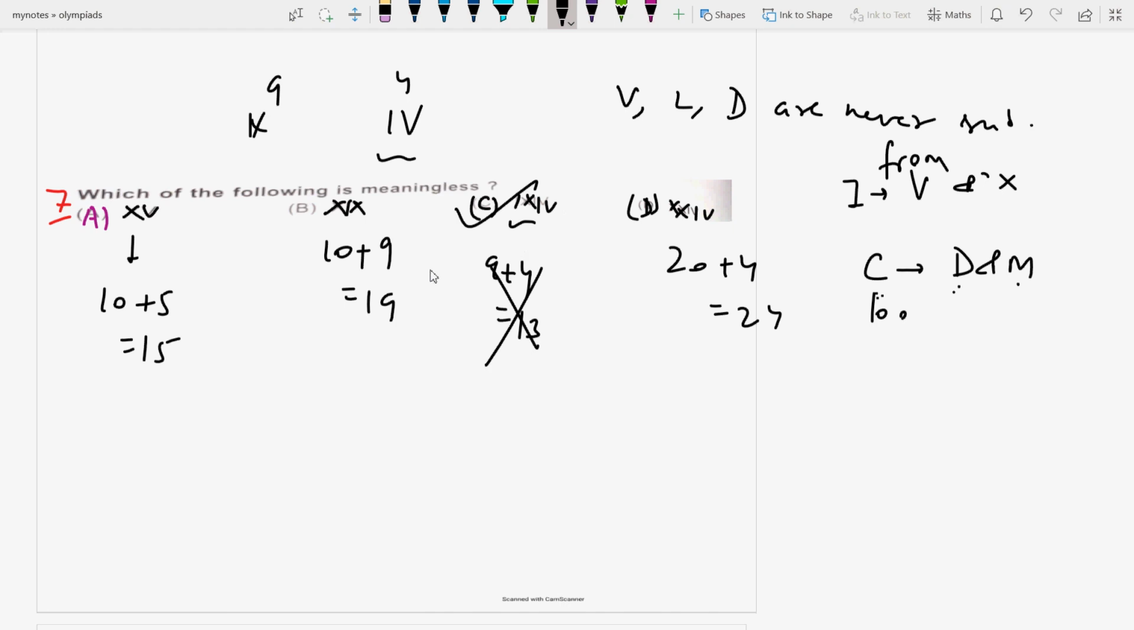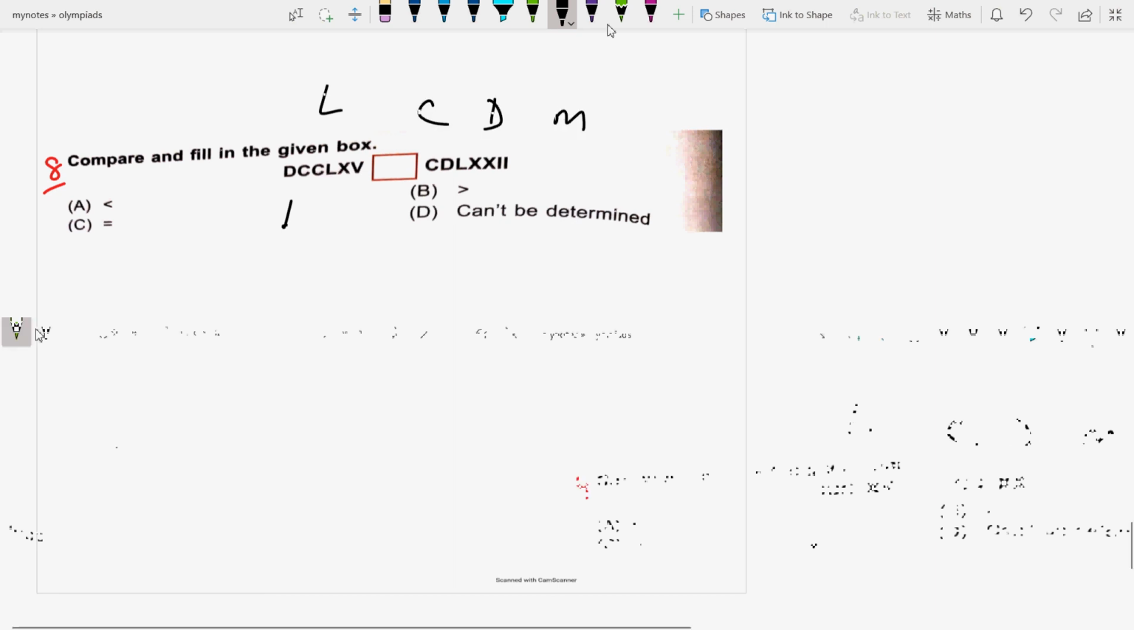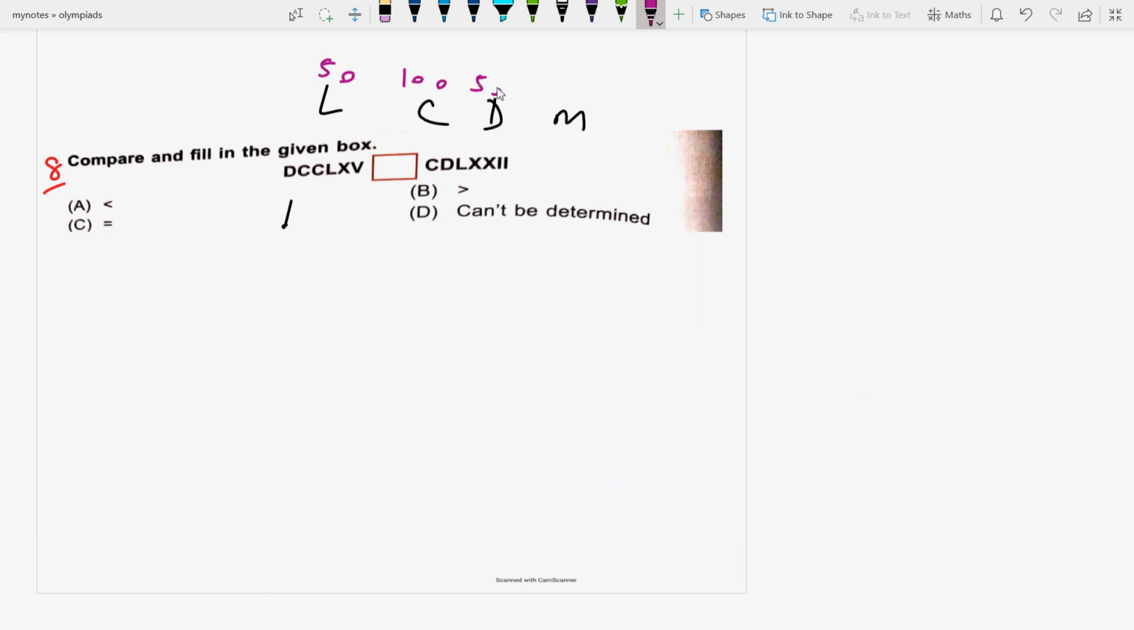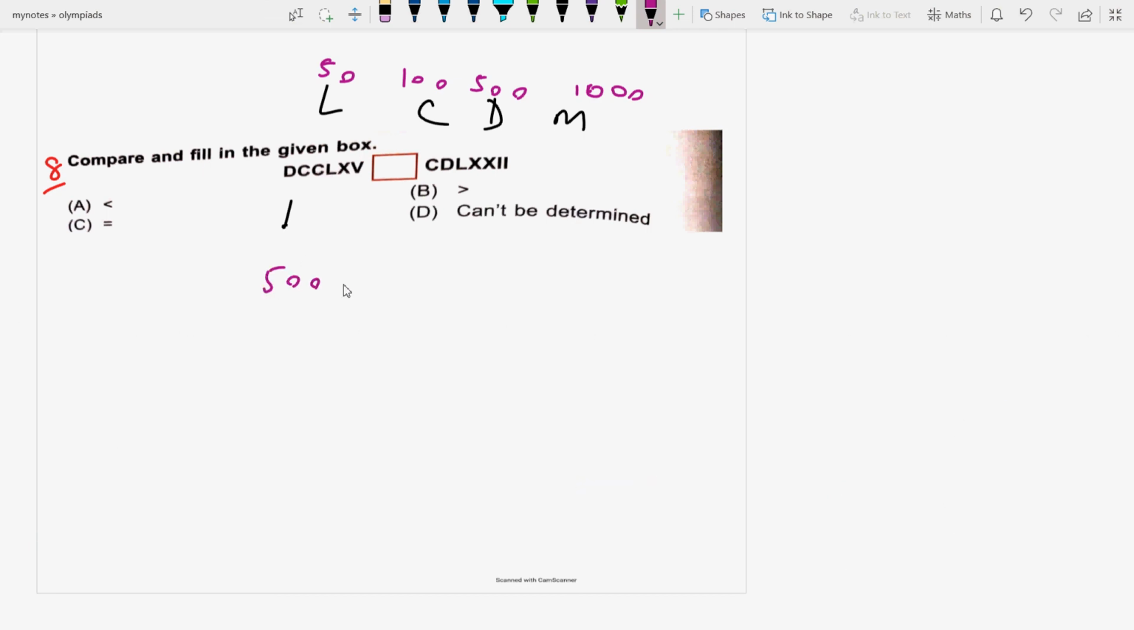Okay, now compare and fill in the given box. Calculate the value. L is 50, C is 100, D is 500, M is 1000. So DCC is what? D is 500 plus 200 because each C is 100. L is 50 plus X is 10 plus 5. This is 750 plus 15. This is 765.